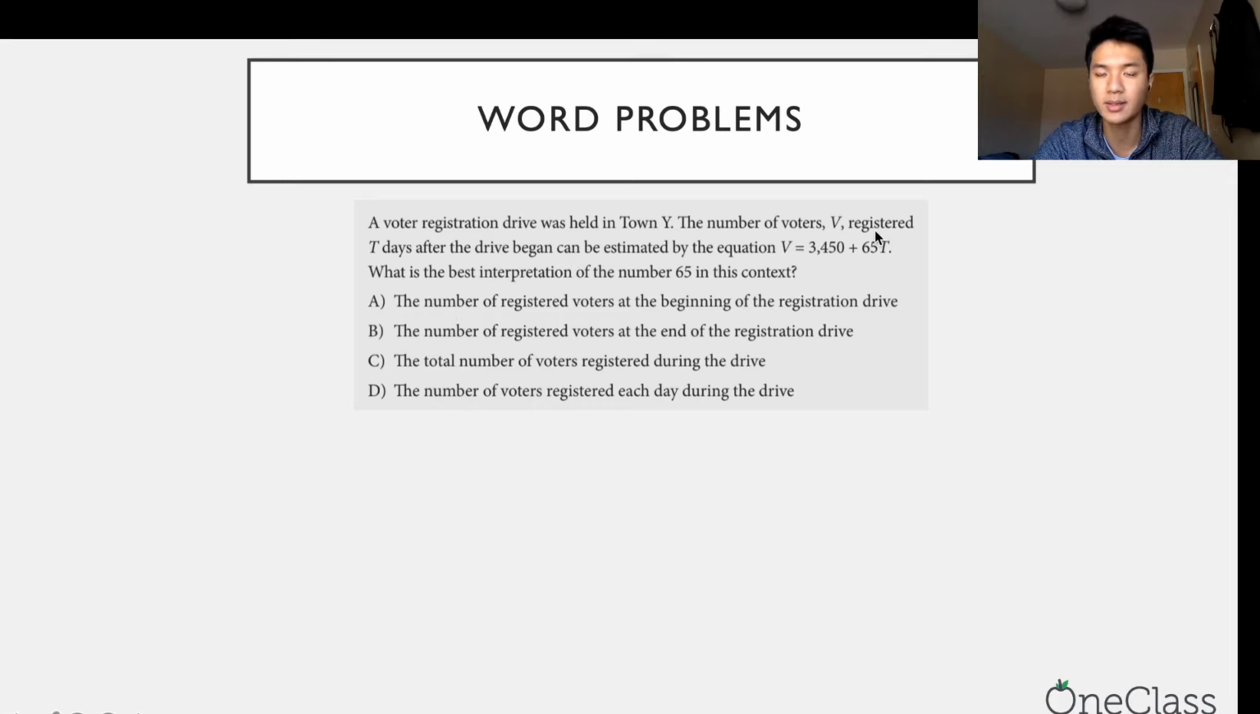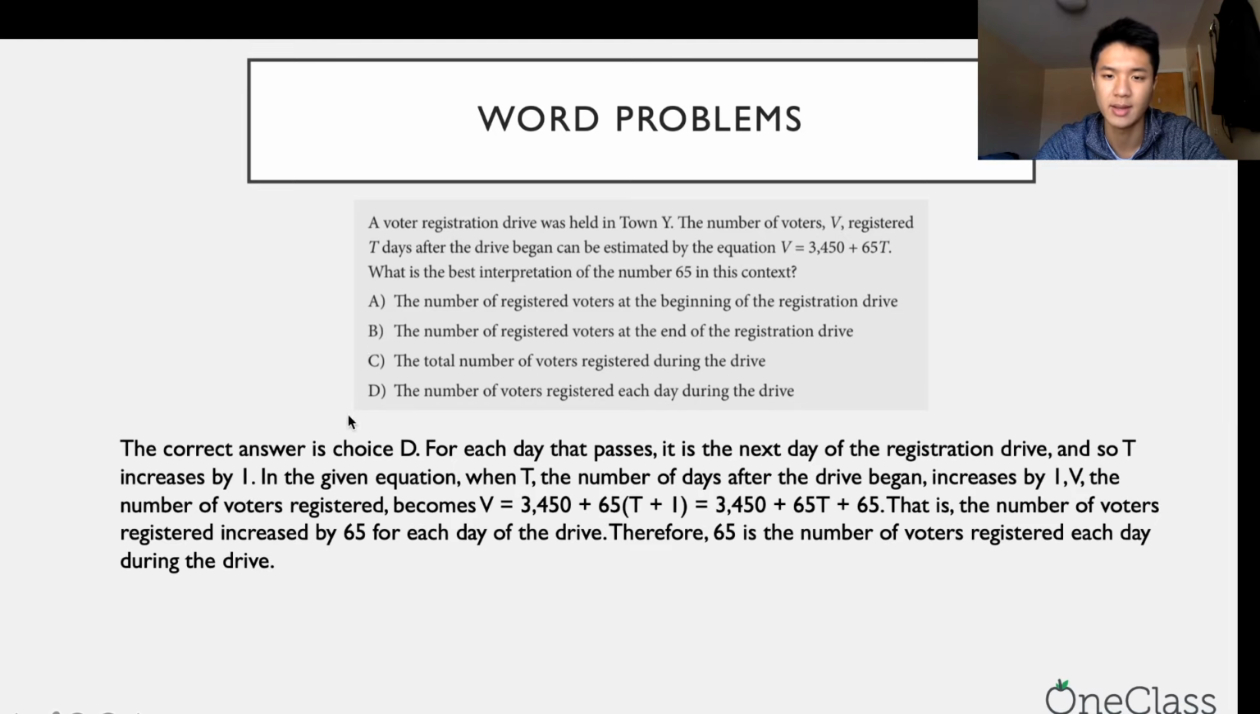So we can intuitively say that 65 should be equal to the slope. If this equation is in slope-intercept form, y equals mx plus b, 3450 is b, 65 is m, T is x, and V is y. So 65 should be the slope. And that would mean that for every day after the drive began, 65 additional people register. Looking at the answer choices, that should tell us that 65 is the number of voters registered each day during the drive.